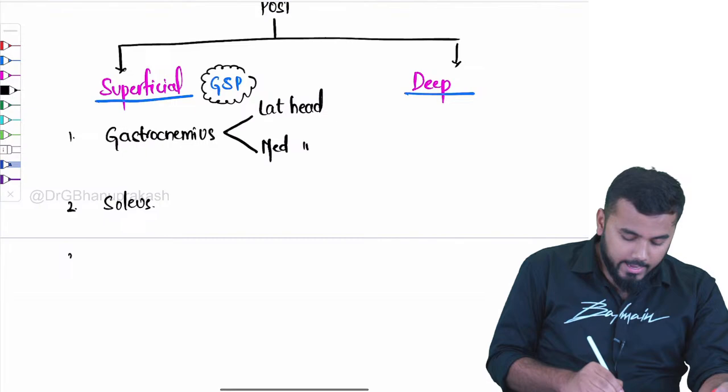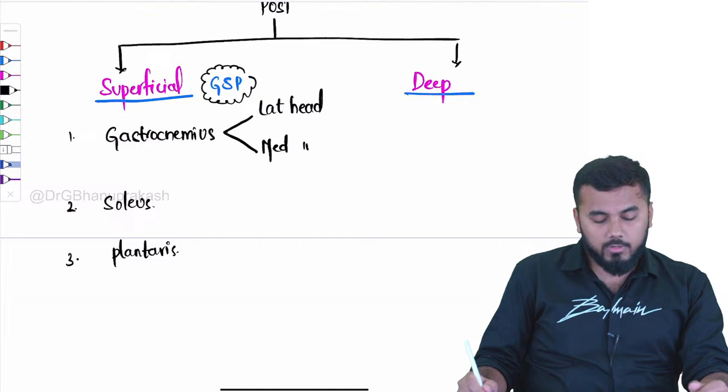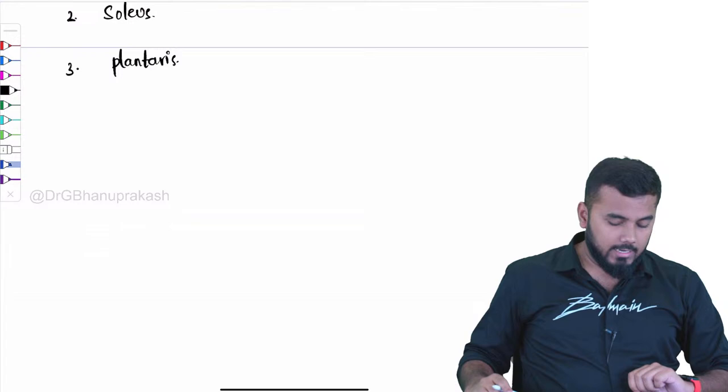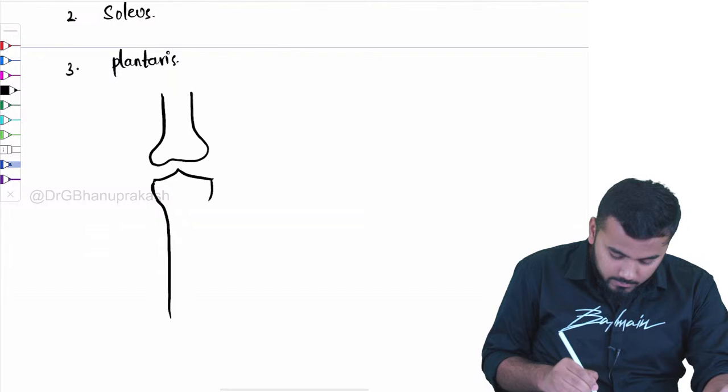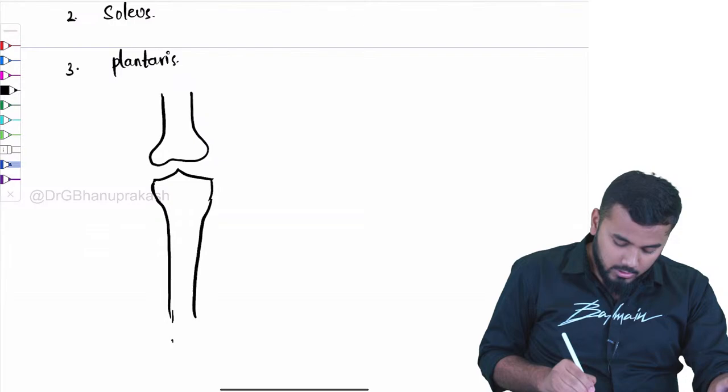Can you please tell me any important things about this? Yes, definitely I'll tell you. So the important thing here is, guys, let us say this is your femur bone and this is your beautiful tibia bone. Right now I'm showing you the posterior aspect, because we are discussing the posterior muscles.